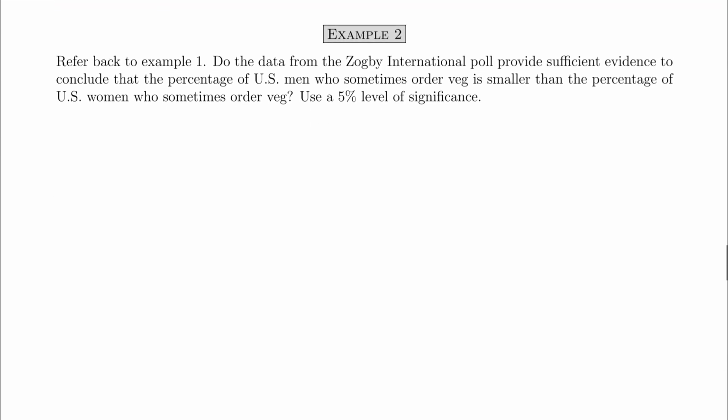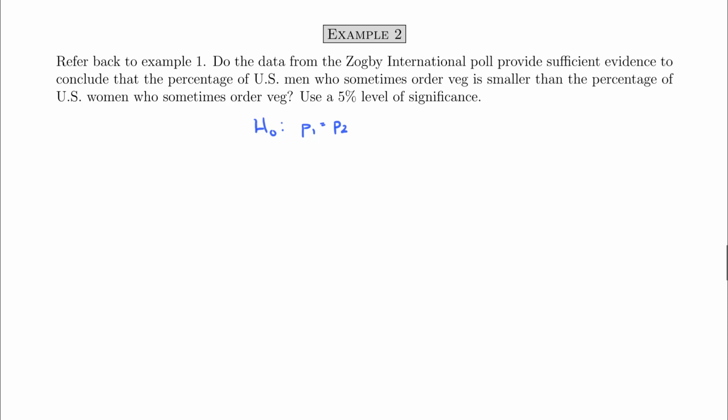And here we're going to set up a 5% level of significance for our test. So we want to determine, do the data provide sufficient evidence to conclude that the percentage of U.S. men who sometimes order vegetarian is smaller than the percentage of women who sometimes order vegetarian. Use a 5% significance level. First step, state the null and alternative hypotheses.